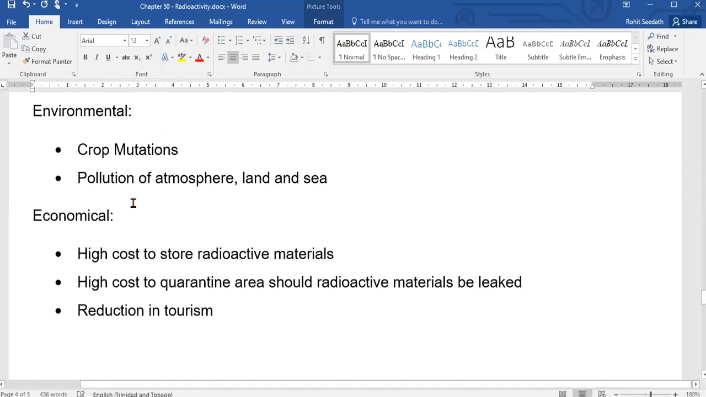And economically, there is a high cost to store radioactive materials. That's one of the drawbacks, because you need confined containment for any radioactive material. Second one, there is a high cost to quarantine an area should radioactive materials be leaked.